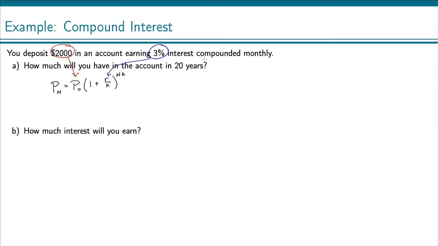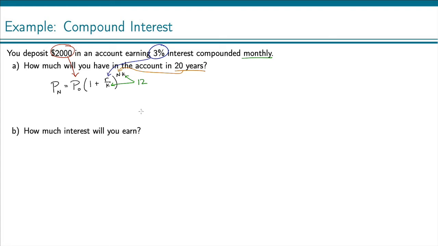Then we're compounding monthly. Monthly means 12 times per year. That means that this K right here and this K right here, that's 12. And then finally, we want to know how much we have in the account in 20 years. That is the number of years, that is n.